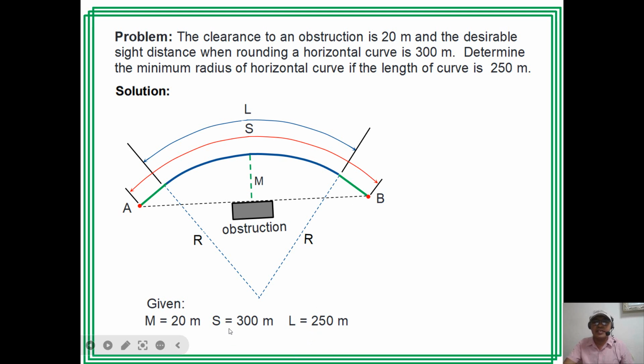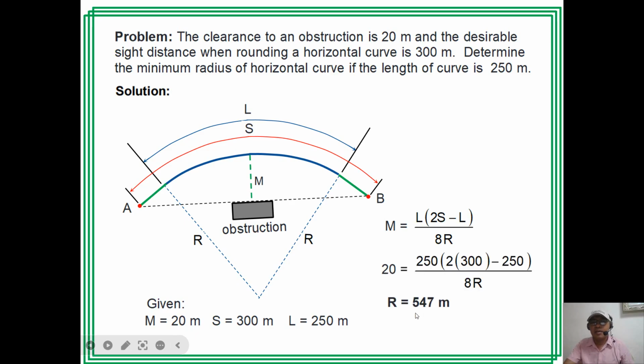So we have here S is greater than L, so we can use the formula here. With the given values, we can compute for our R: 547 meters. As you notice, in this type of problems, it is mostly direct substitution to the formula, using a formula with one element that is unknown, and that is to be solved.